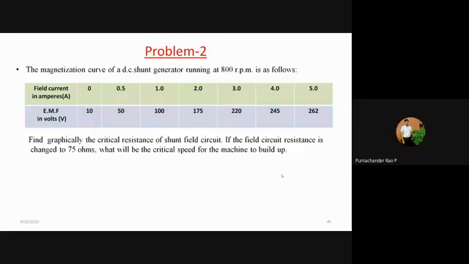Have you finished writing the problem? Yes, sir. So shall we start now?